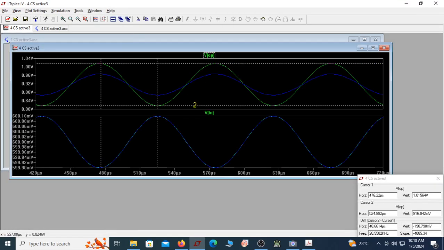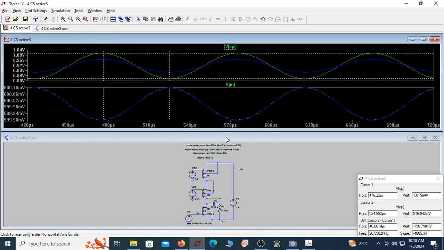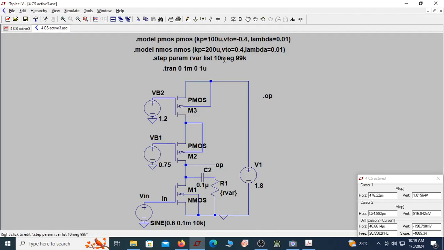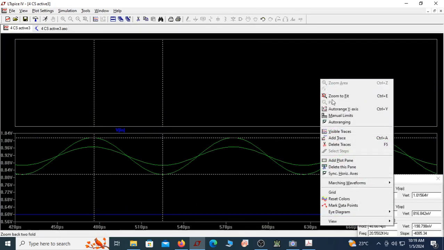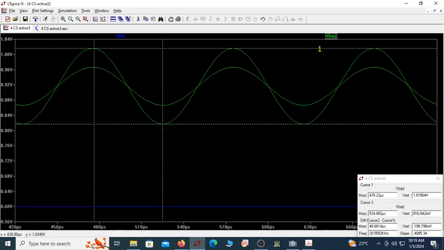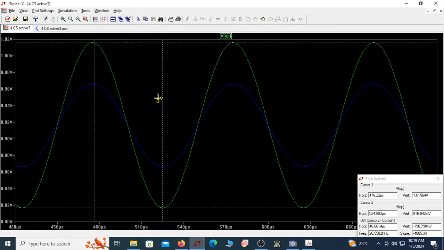If you see the circuit, where is the circuit? The first resistance is very large. The second resistance I kept equal to R out, which is 99k. So my output will be half of this, 198 point something. I'll go back to my waveforms. Let me take out this pane, and take out this input also. Now if I come here, let me find out what this is.